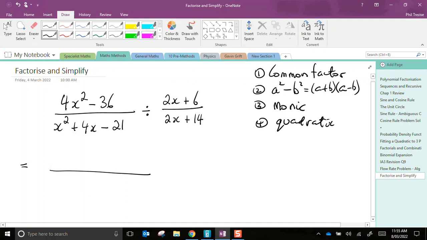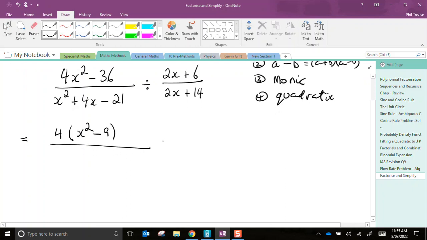So let's begin with the easiest part, common factor. Focusing here on the top, the numerator, I can see that the first term divides by 4 and the 36 divides by 4. This could be 4 with x squared subtract 9. Excellent. Now let's continue with the easy bits. The numerator on the next one has a common factor of 2, leaving x plus 3. The denominator of that one also has a common factor of 2, leaving x plus 7.